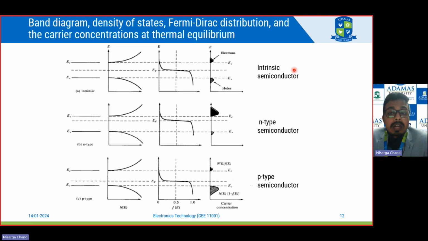Now, this is the summary of the intrinsic, n-type and p-type semiconductors, where you can see very clearly the concentration levels. For intrinsic, the concentration levels for electrons and holes are the same, but in the n-type semiconductor, near the conduction band, the concentration level is much higher than near the valence band, just the opposite in the p-type semiconductor.